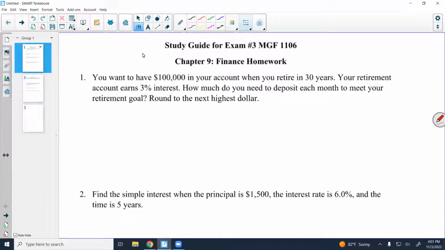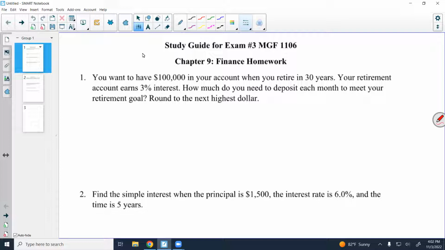You want to have $100,000 in your account when you retire in 30 years. Your retirement account earns 3% interest. How much do you need to deposit each month to meet your retirement goal? Round to the next highest dollar.